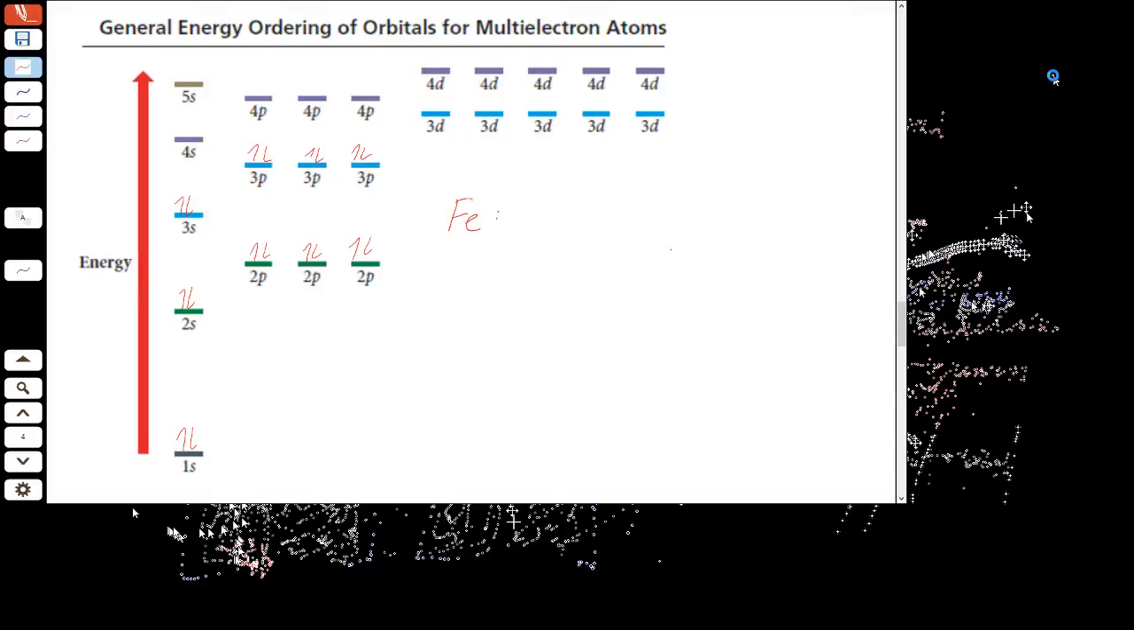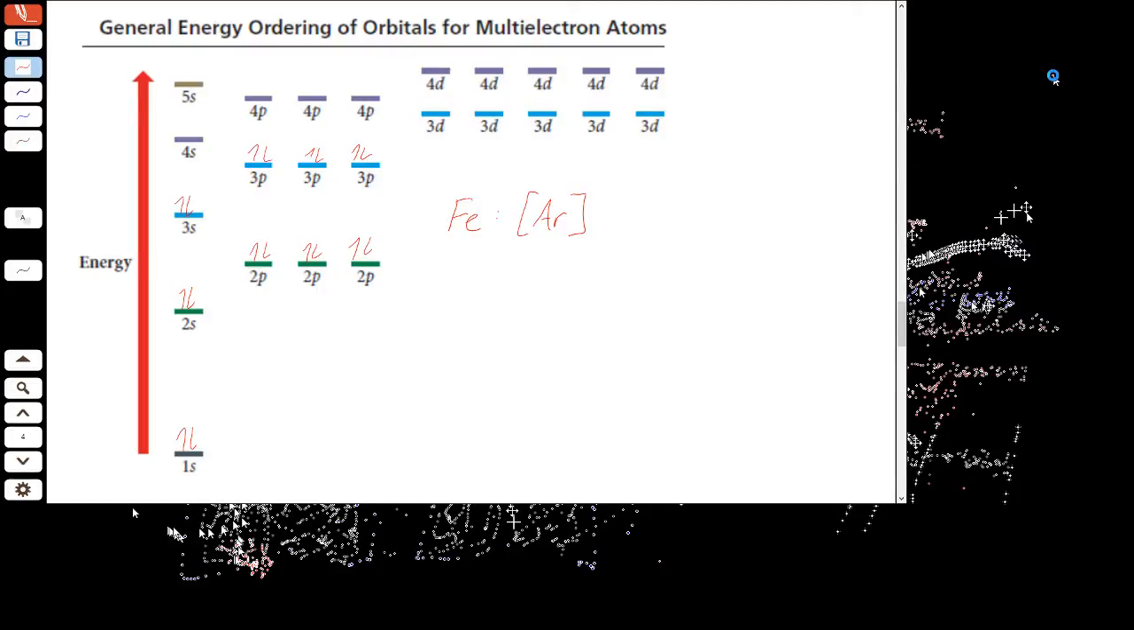And remember that we often want to just abbreviate that as argon, so we don't have to write that whole thing out. Okay, so now past argon, we've got the potassium, calcium, and then scandium, titanium, vanadium, chromium, manganese, and then we get to iron. So that looks like this.